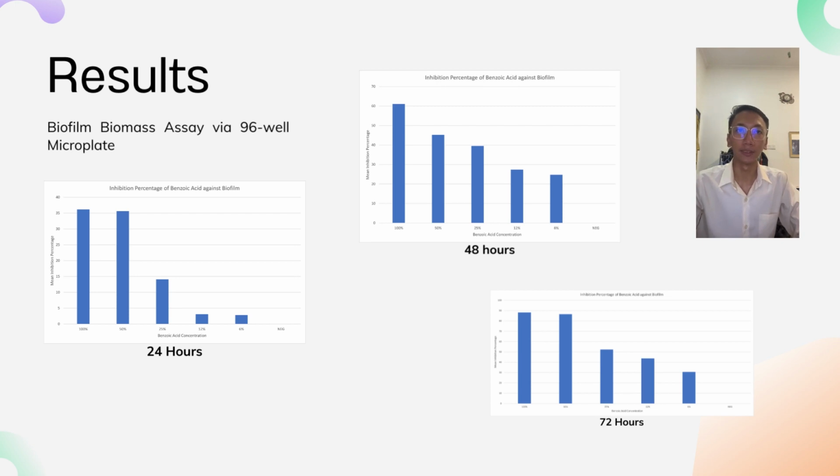Meanwhile, the highest percentage of biofilm inhibition from the graph of 48 hours is 61%, followed by 45%, 39%, 27%, 24%, and 0%. Lastly, the highest percentage of biofilm inhibition from the graph of 72 hours is 88%, followed by 86%, 52%, 43%, 30%, and 0%.